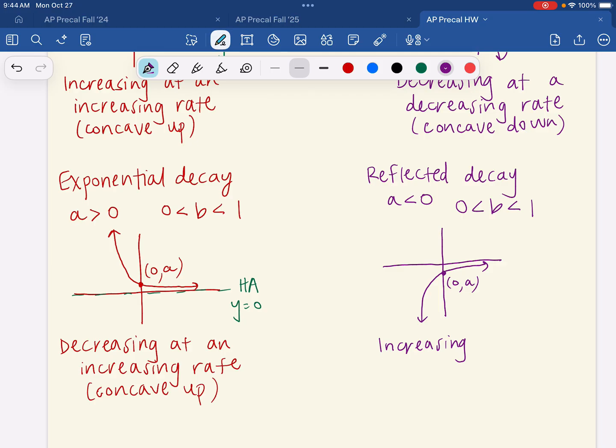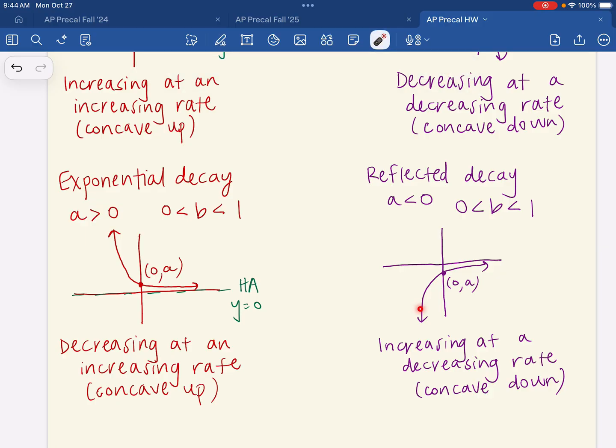However, it's concave down, so it's increasing at a decreasing rate. And if you use tangent lines, I have a very positive slope at first, less positive, getting smaller as we move from left to right along this curve.